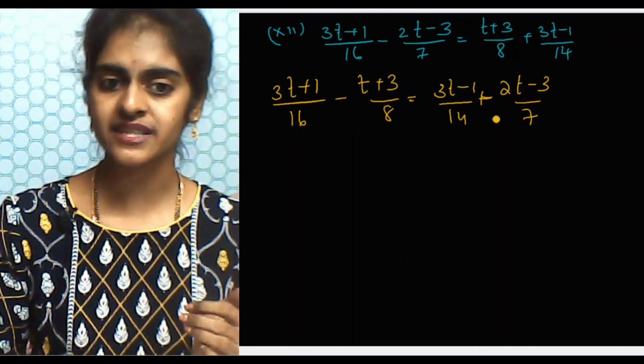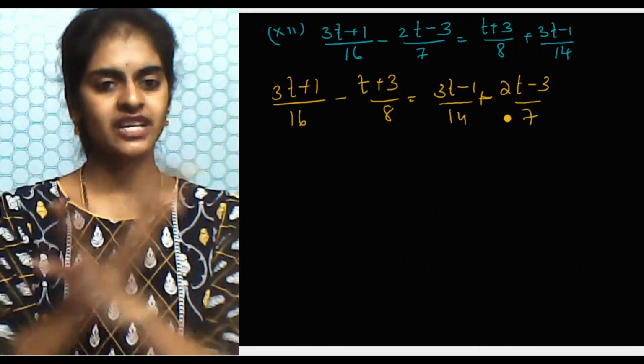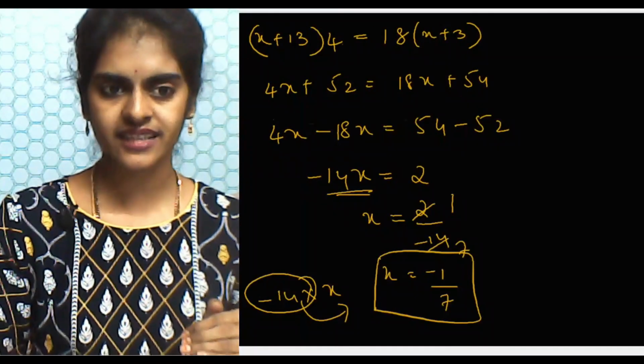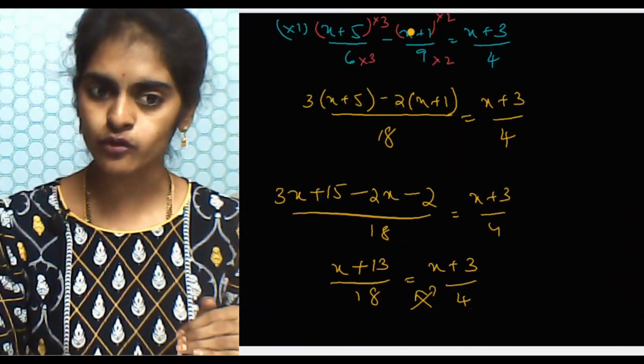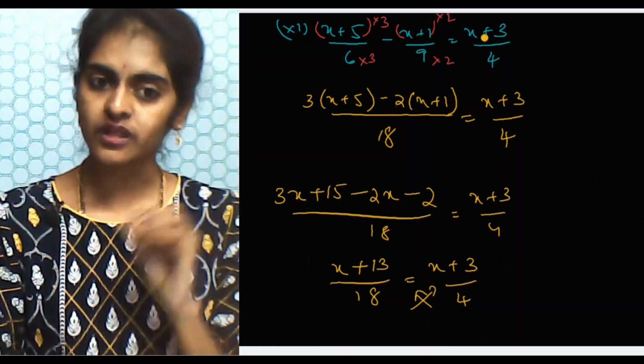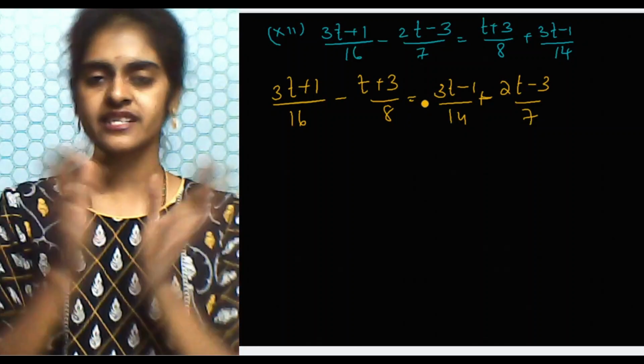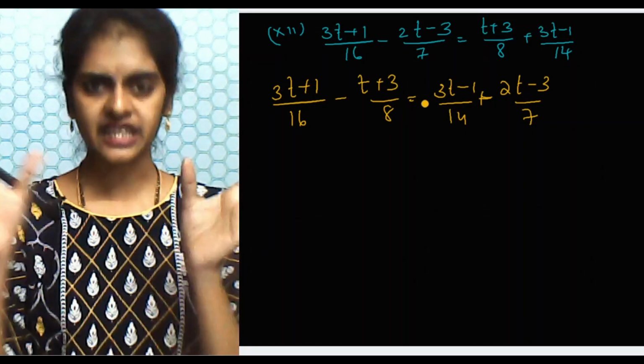8 and 16 are multiples, 7 and 14 are multiples. So that is the reason we just rearranged it. Okay, now just take the LCM. So this is like the previous model. Here you see you have two fractions on LHS, okay, only one fraction on RHS. But here you see you have two fractions both on LHS and RHS. So let us simplify them individually.